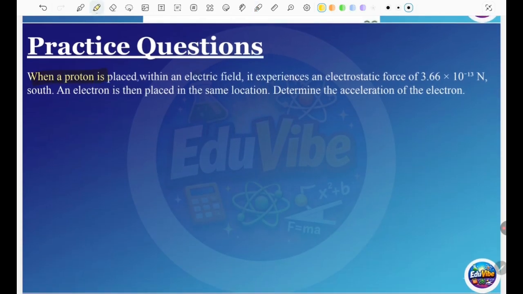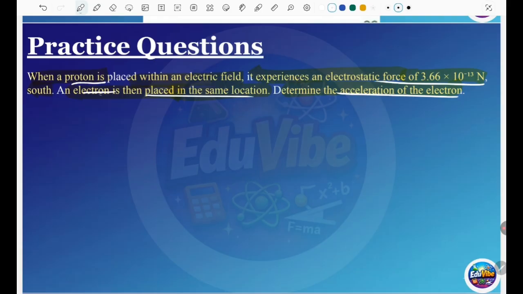When a proton is placed within an electric field, it experiences an electrostatic force of 3.6 × 10^-13 newtons south. An electron is then placed in the same location. Determine the acceleration of the electron. So we have to find the acceleration of the electron, but they have given us the proton's electrostatic force. They also say that the electron is then placed in the same location as the proton.